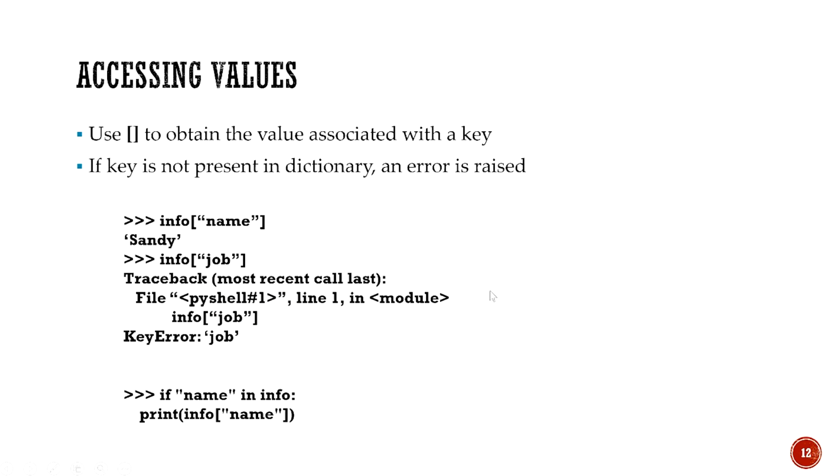How can we access values in dictionaries? Again, we use the square bracket to obtain the value associated with the key. If a key isn't present in the dictionary, an error is raised. Okay, so info name, we do have a key called name. Then its value is Sandy. But let's say we call info job, we haven't defined this as a key. Then you will see this error. And in the next line, you see if name in info, we want to check if this key exists in this dictionary. Print its value.